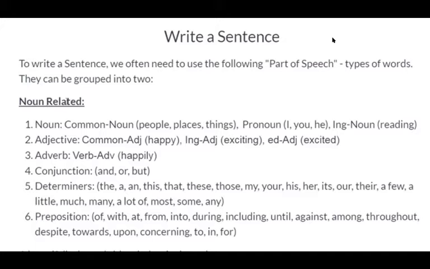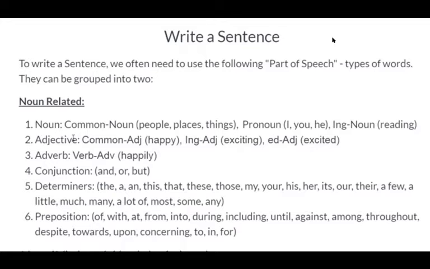Noun related. We have two groups in general. One is noun related. We have noun, of course, common noun. And the most common nouns, we have people, place, things, for example, America, trees, water, and so forth. And pronoun. Pronoun is sort of type of noun, like for example, I, you, he, she, they. And the verb ing now. Verb ing. For example, reading is good for you. So read is a verb with ing. That becomes a noun. Reading.